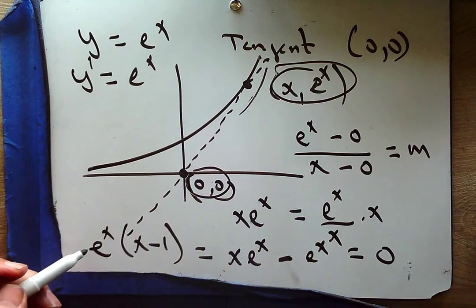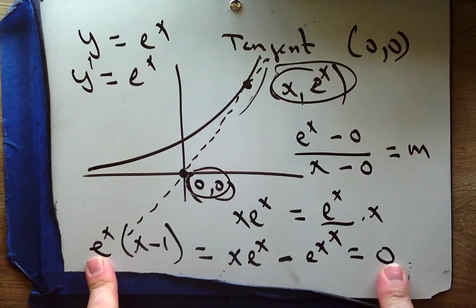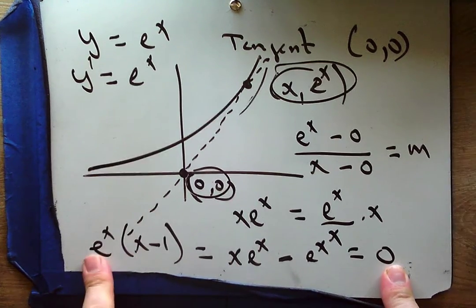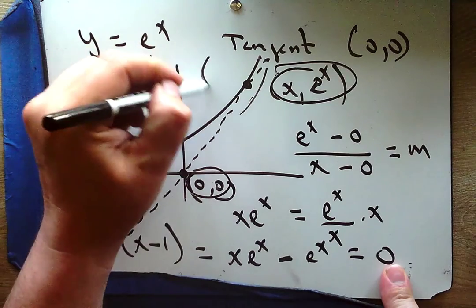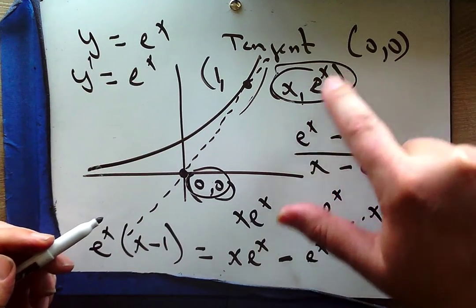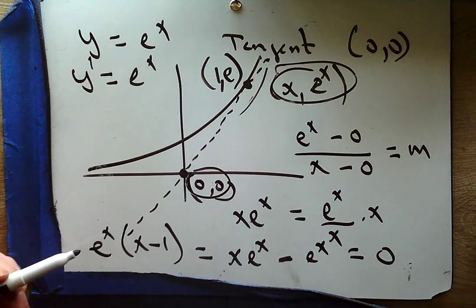Now, when is e to the x equal to 0? Never. There's a horizontal asymptote at 0. This thing never crosses the x-axis. When does this equal 0? Well, when x equals 1. And if x equals 1 and y is e to the x, or e to the 1, then the ordered pair here is 1 comma e.